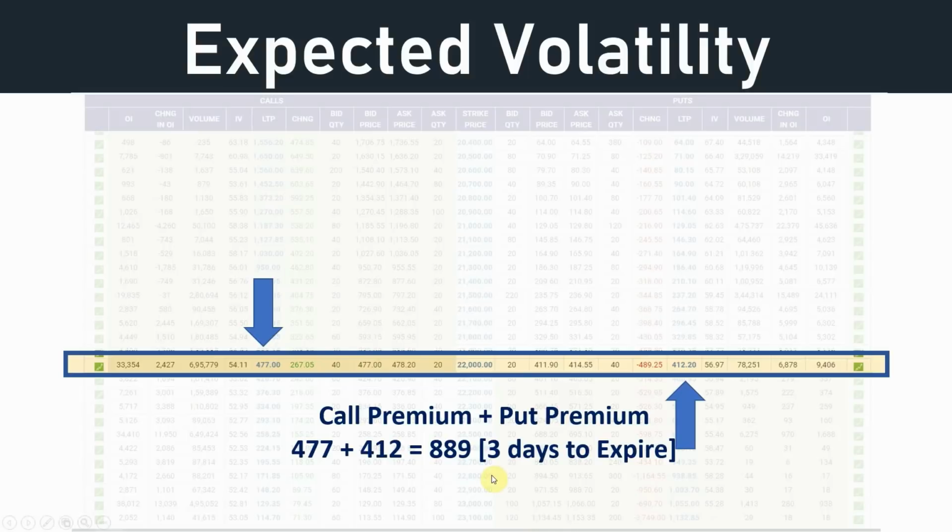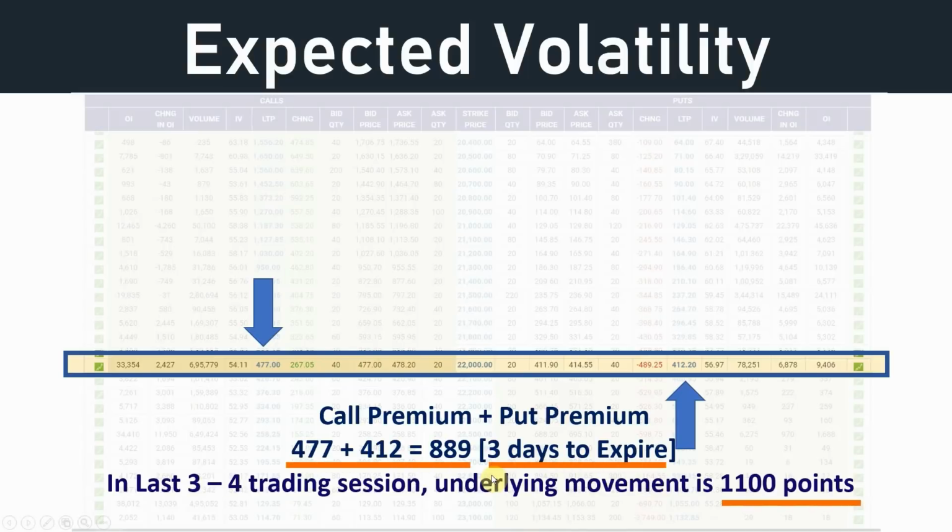Meanwhile, I'm looking at the last 3 to 4 days of movement, because we have 3 days to expiry. The expiration is in 3 days. If you look at the last 3 to 4 days, the market has given me 1100 points of movement. So when a market has the ability to move 1100 points, how come it now has a premium of 889? It means the market is not expecting much of a move from the current level.